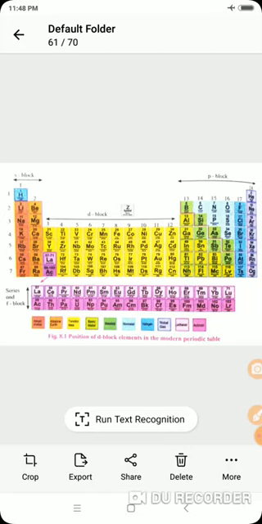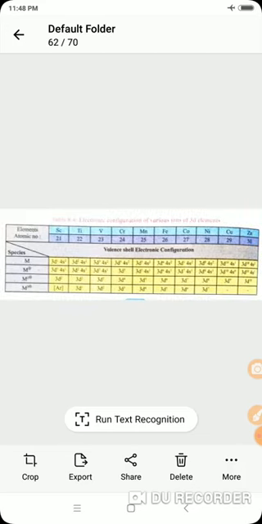Today we discuss some important questions from the textbook, from chapter number 8, that is Transition and Inner Transition Elements. This is the structure of the modern periodic table, and we know that the transition elements are placed in the d block of the periodic table. From the previous videos we learned the structure of the modern periodic table and the position of transition elements in it. Then this is the table showing the electronic configuration of various ions of the 3d series.